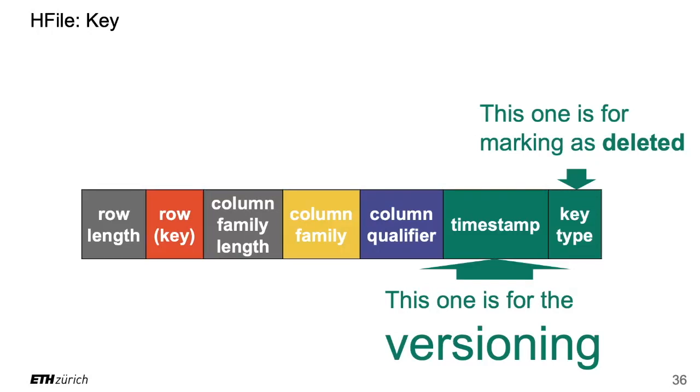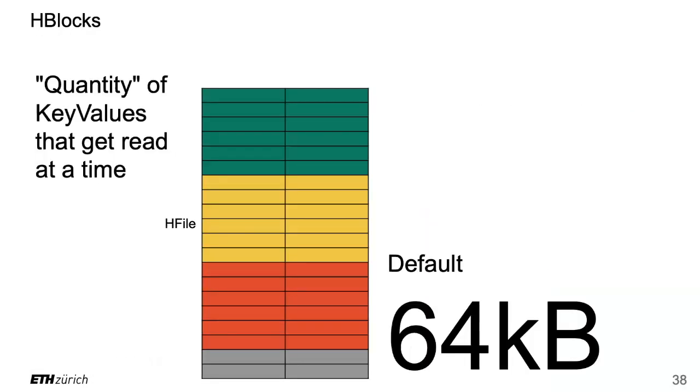Okay, so that's what we have in a key. And you see that it's lexicographically ordered, the row and the column family, which is all the same in the same server, in the same store. Then the qualifier, timestamp, and the marker for deletion. All right.